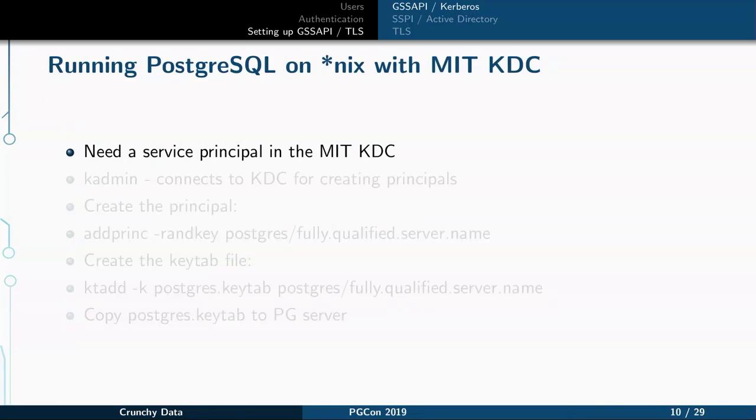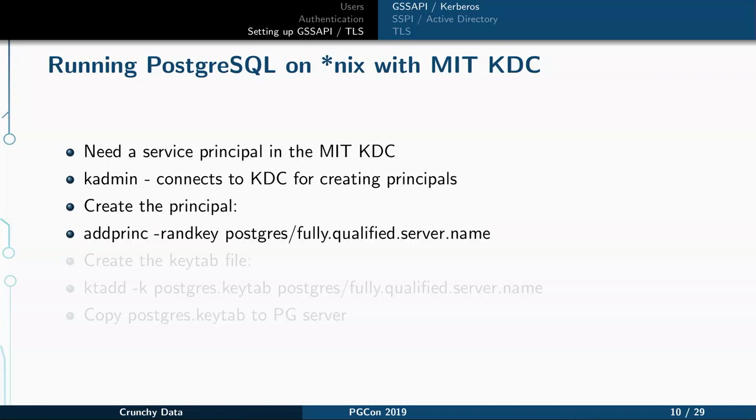If you want to do the same thing on an MIT KDC, it's actually pretty straightforward. You need to have a service principal in the MIT KDC. The way you do that is you use kadmin, which is a very handy command line tool, and you just create the principal using addprinc. That's it, one command. addprinc -randkey postgres/..., and so on. I didn't specify a realm here, and that's just because it's going to default to whatever realm it is. And actually, I don't think kadmin would let you create it in a different realm unless you had multiple realms running off of one KDC, which you can do, but I don't really recommend it.